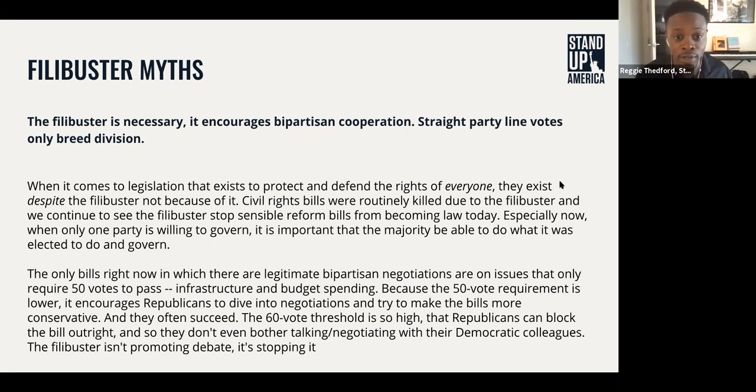Now, the 60 vote threshold is so high that Republicans can block the bill outright. So they don't even bother talking or negotiating with Democratic colleagues because they know that they won't be able to get the 60 votes anyway. So with that understanding, the filibuster isn't promoting debate, it's actually stopping it.